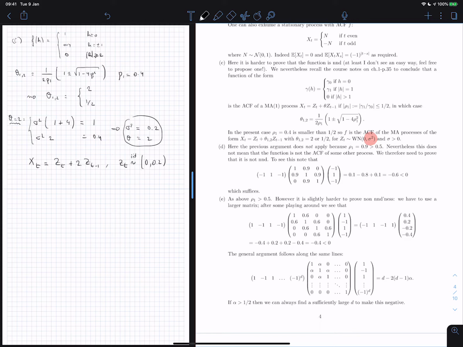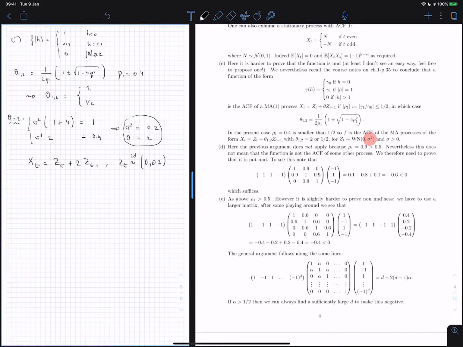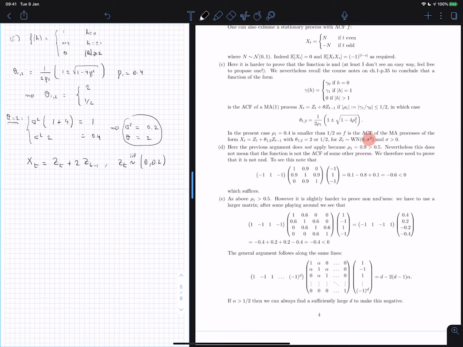Yes, it is the variance. It's the variance of the process, not the variance of the noise. So the variance of the process is on page 34. Recall chapter 1, page 34, or you do it again.